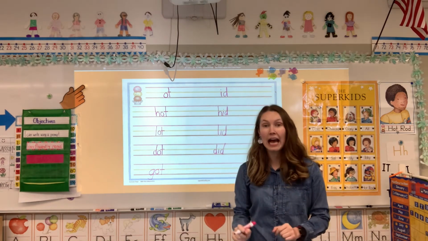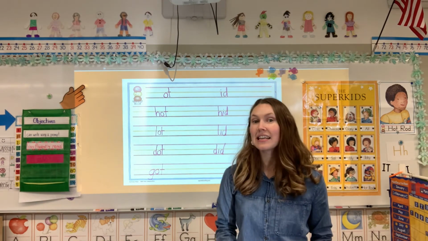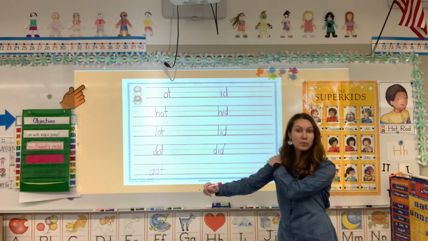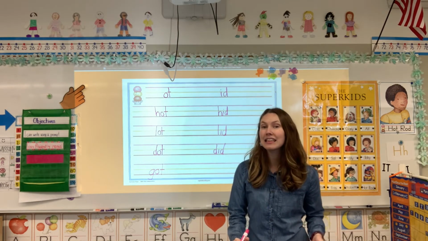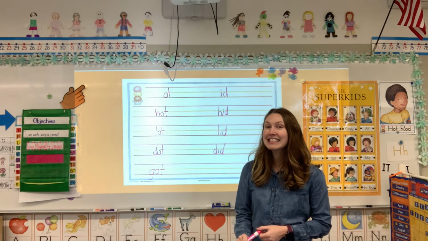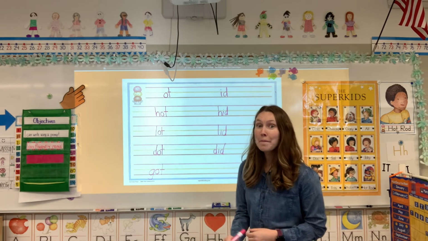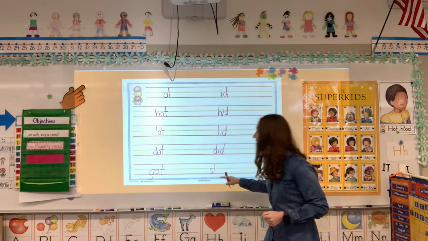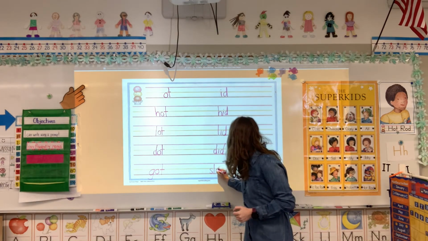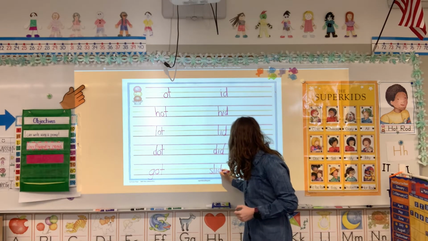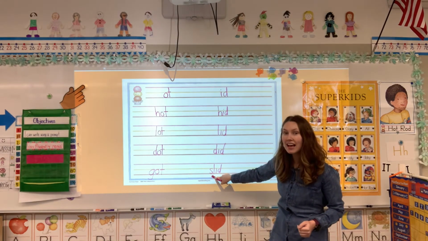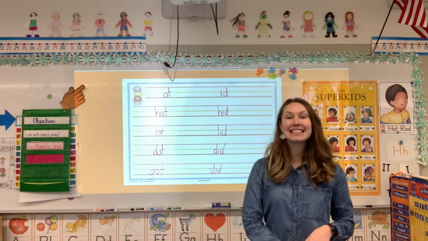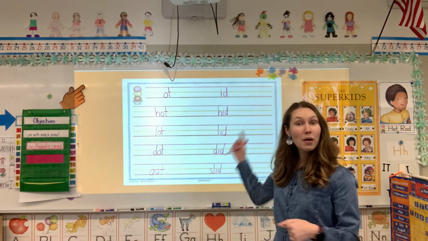Next word is going to have a blend at the beginning, so listen carefully. Slid. What two letters do we hear at the beginning of slid? An S and an L. Sl. And then we're going to add that id ending. Id. Remember that S and L blend together to say sl. And then we have id. Slid. Like I slid down the hill. Slid. Very good.